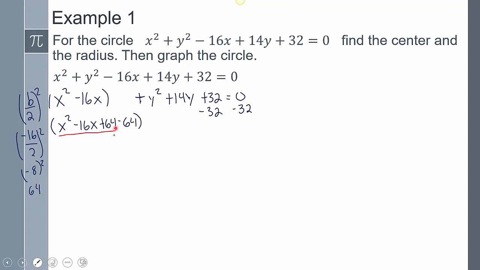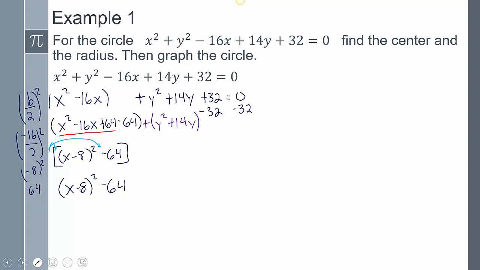Then this piece right here is going to factor. And so I'm going to get (x − 8)², and then I have that minus 64. Now this 1 that's in front of this bracket, I can distribute that through. And so it gets 1 times (x − 8)², 1 times negative 64. And so I've completed the square, and it's starting to look like that standard form.